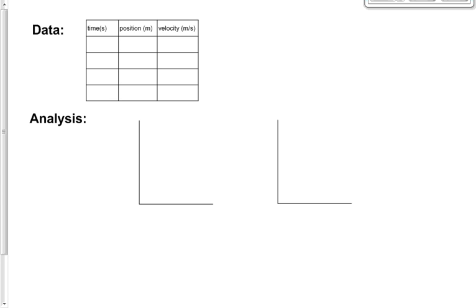Well, there's a software program that you're going to use called Tracker. That software program is going to collect for you a number of pieces of data. It's going to collect for you the time, the horizontal position, and the vertical position. There's a mistake there in that column: the horizontal position and the vertical position.